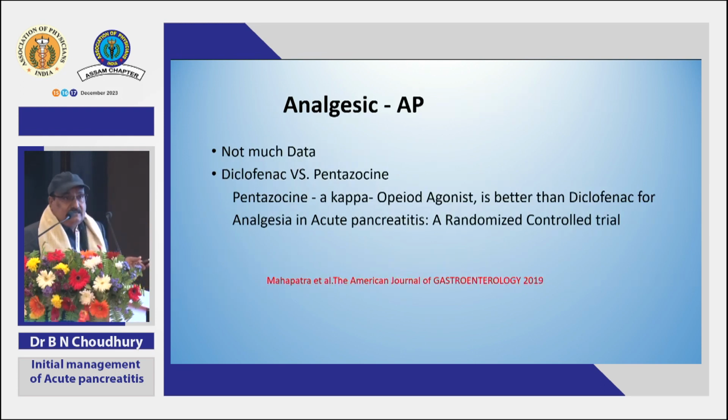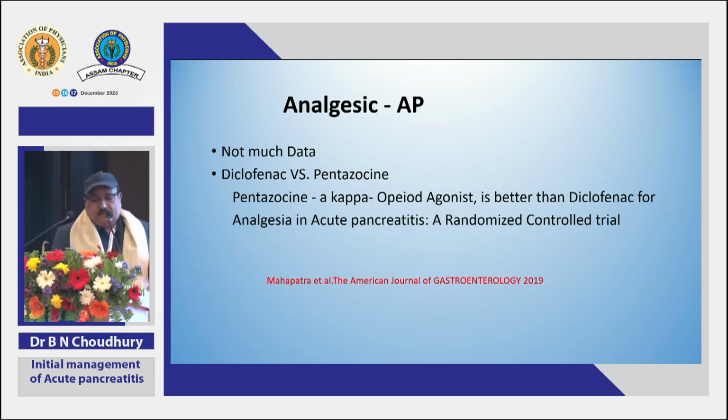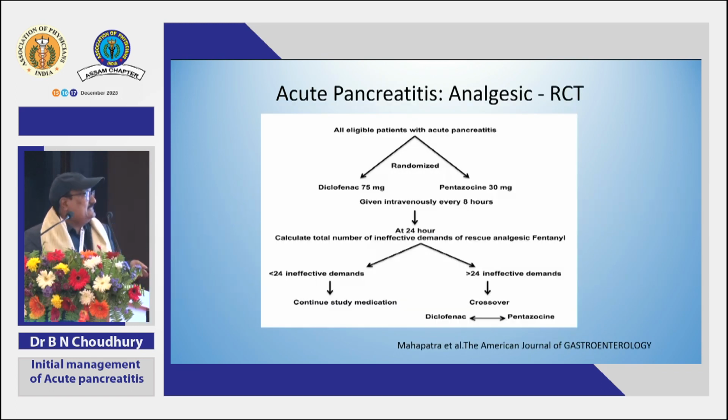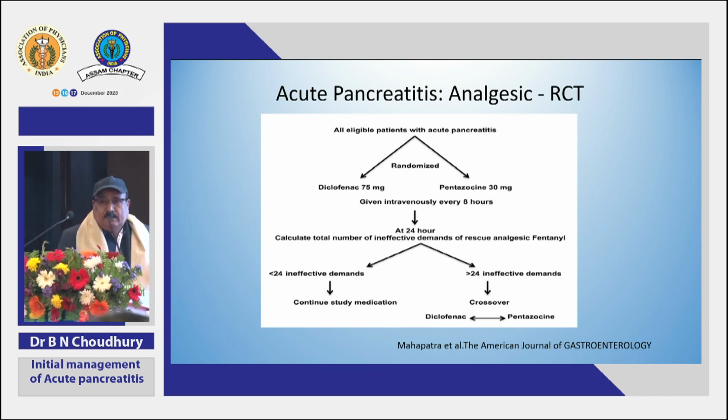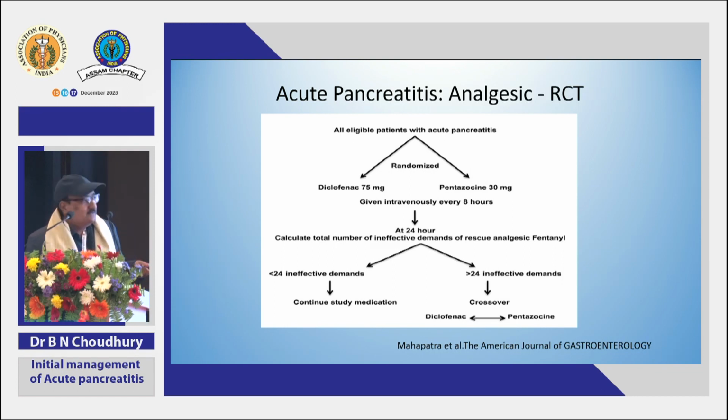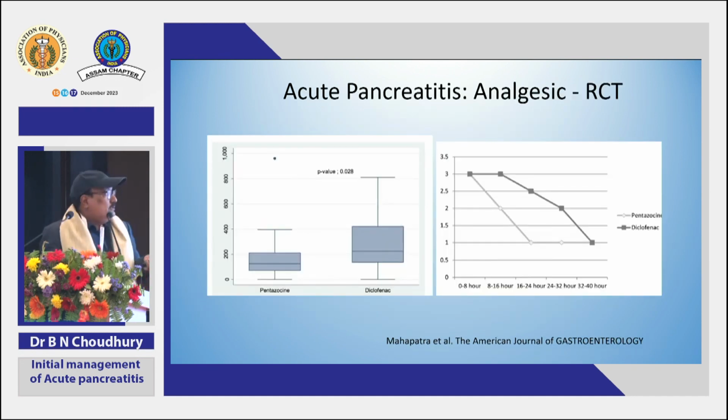There is not much comparative data, diclofenac versus pentazocine. This is the one study I read, done at the All India Institute of Medical Sciences by Mohapatra et al. They compared pentazocine with diclofenac prospectively in 87 patients, giving diclofenac 75 mg 8 hourly and pentazocine, commonly known as the pentazocine injection, 30 milligrams 8 hourly. And they used fentanyl as rescue analgesic, that means in between, if the patient did not get relief, they used fentanyl to rescue the pain. So this is the data.